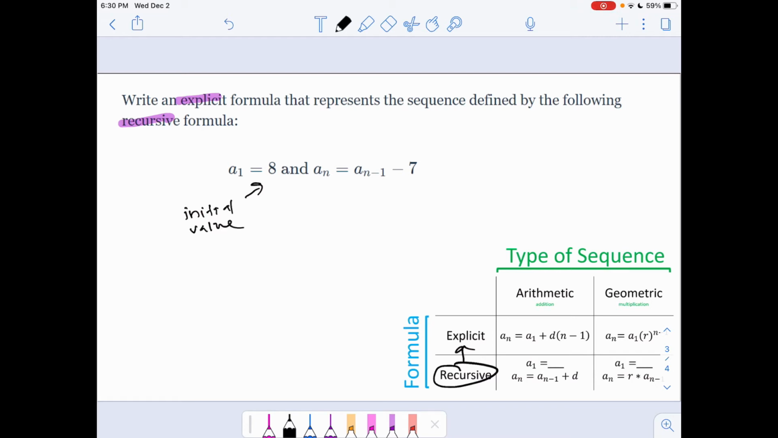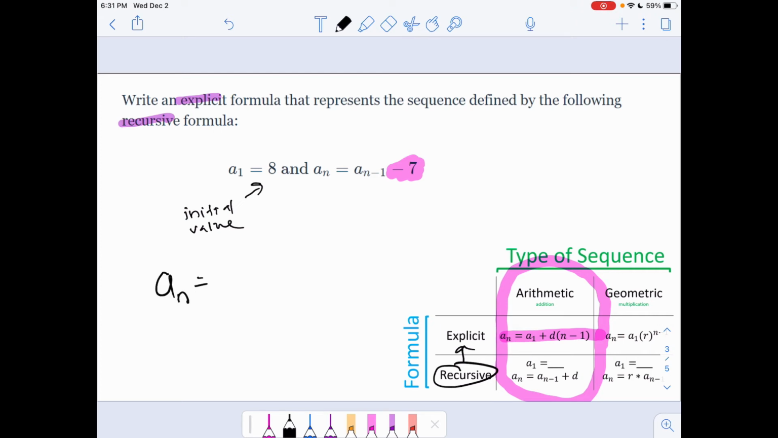Now I need to identify my pattern. Well, my pattern is to subtract 10. So that means I should be looking at the arithmetic column. I'm being asked to write it as explicit, so I'm going to be using this form. Let me just take the pieces and place them where they go.